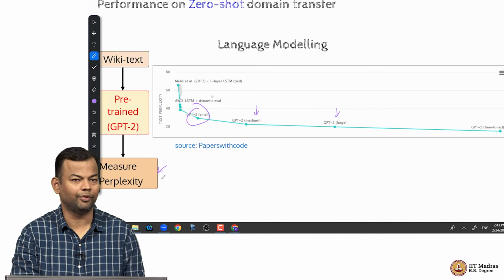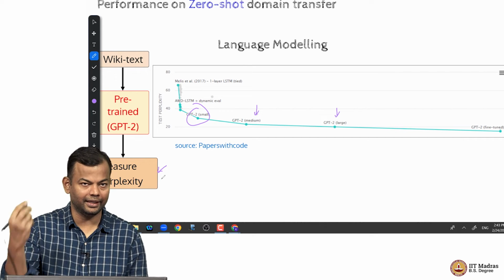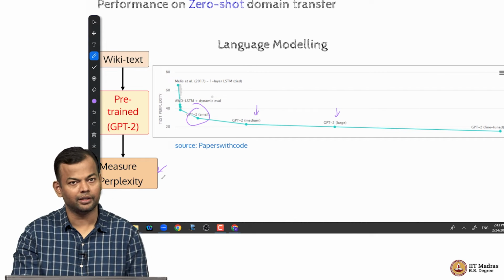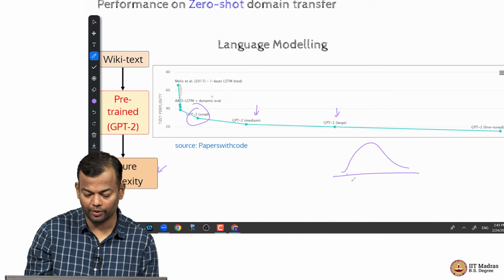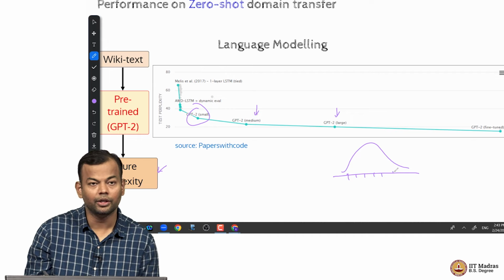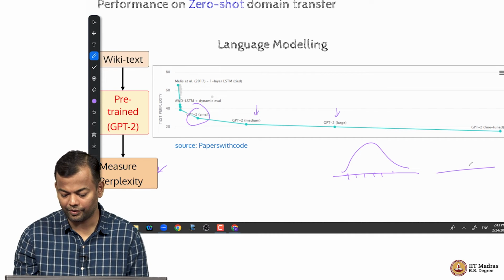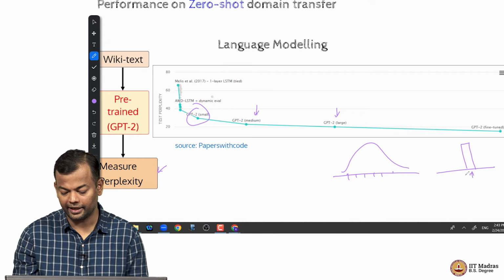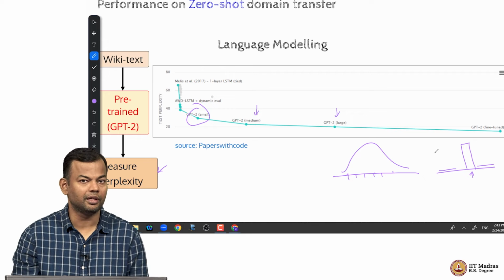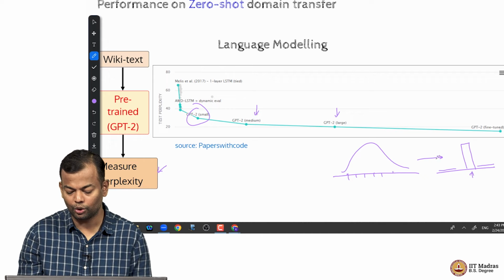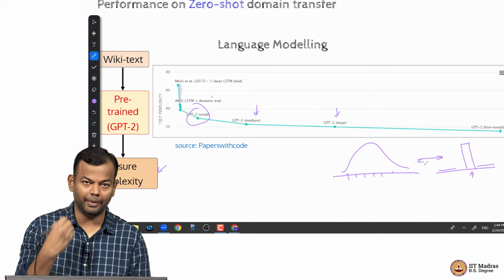For now, you could just think of perplexity as a measure of how well it is able to predict the next token as compared to the expected token. It's actually predicting a probability distribution at the output over all the words in the vocabulary. So how good is this distribution compared to the actual distribution, which would be a peak at the correct word and zero everywhere else? This is the actual expected distribution and this is the distribution that it has predicted. So how close it is, that's roughly what they are trying to measure, and the lower the perplexity, the better it is doing.